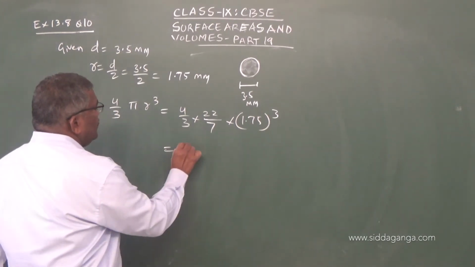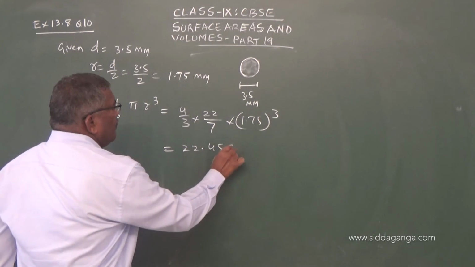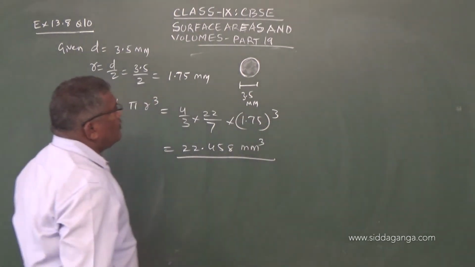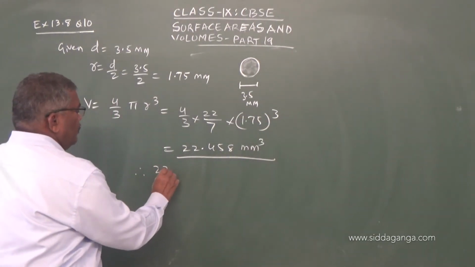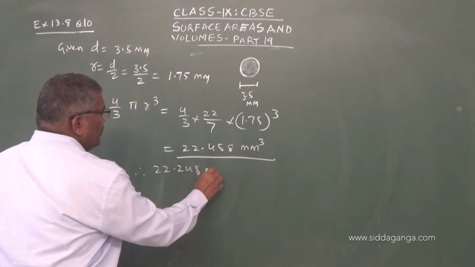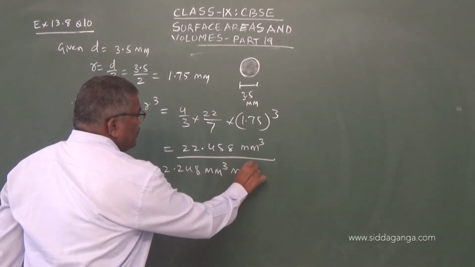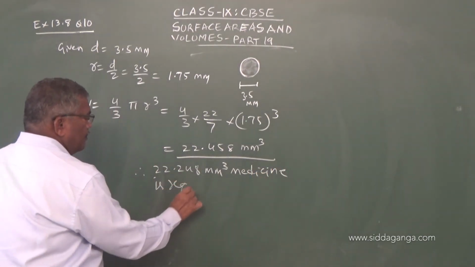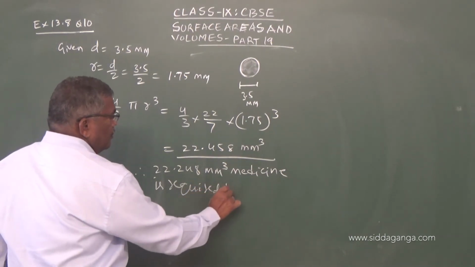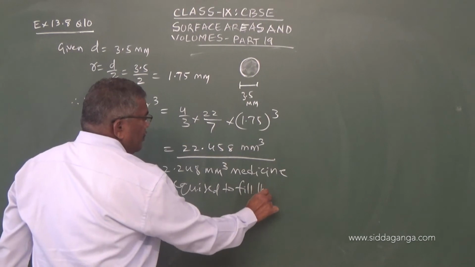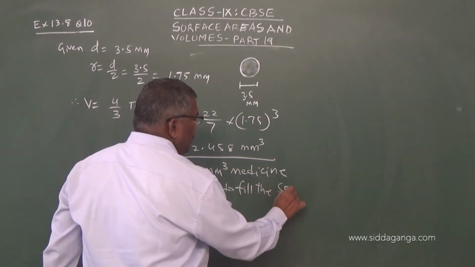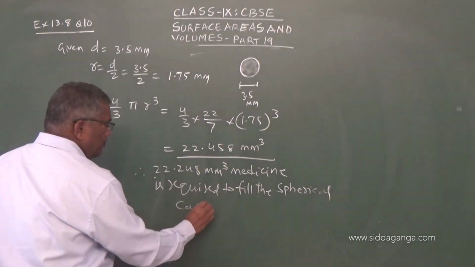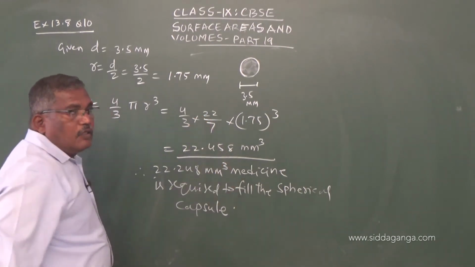So you will get, simplify this, 22.458 millimeter cube. So therefore 22.458 mm cube medicine is required to fill the capsule, the spherical capsule.